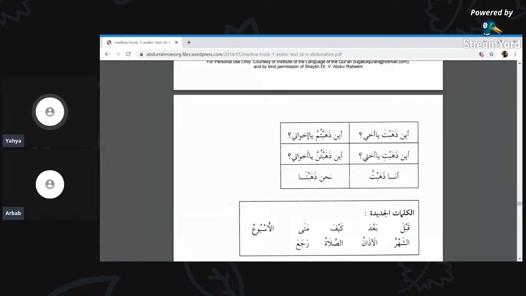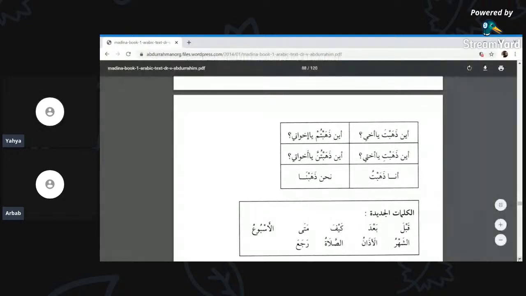And then you've got ana dahabtu, I went. So when you add the ta and the dhamma on the end of a verb, dahabtu, it means I went. And that could be for both masculine and feminine. And then nahnu dahabna, we went. And that can also be used whether a female or a male is doing the talking. They would use both dahabtu and dahabna, depending on whether they're singular or plural. Okay.